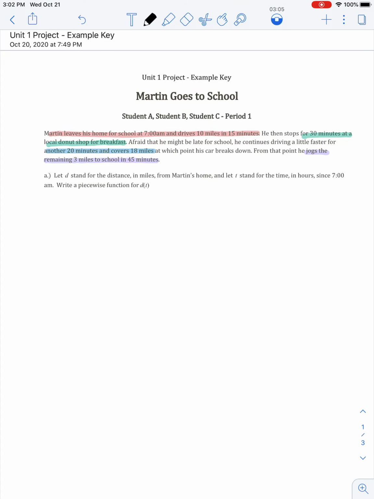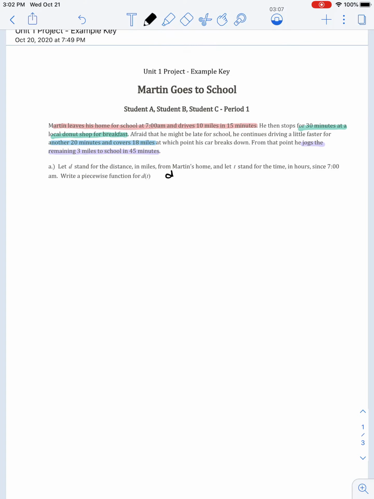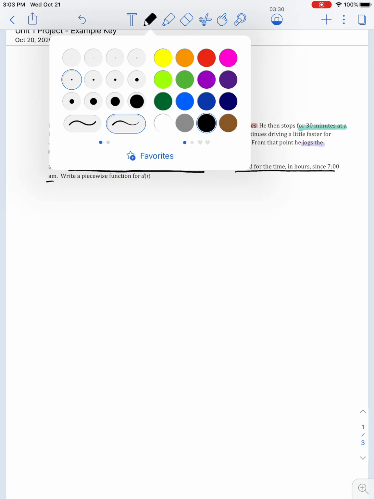So question 1 asks us to write the piecewise function for d of t. We've defined our variables, d to be distance in miles from Martin's home, so that will be important to include in your project. And then we've also defined time to be the number of hours since 7 a.m. And this was a pretty tricky component of this. Okay, there's a lot that went into converting this into a usable piecewise function. But we'll go through this bit by bit.